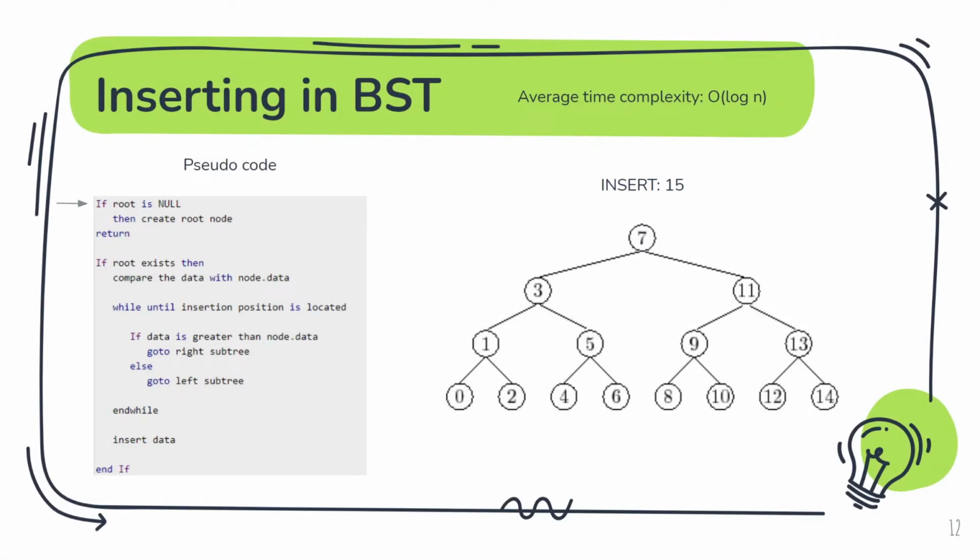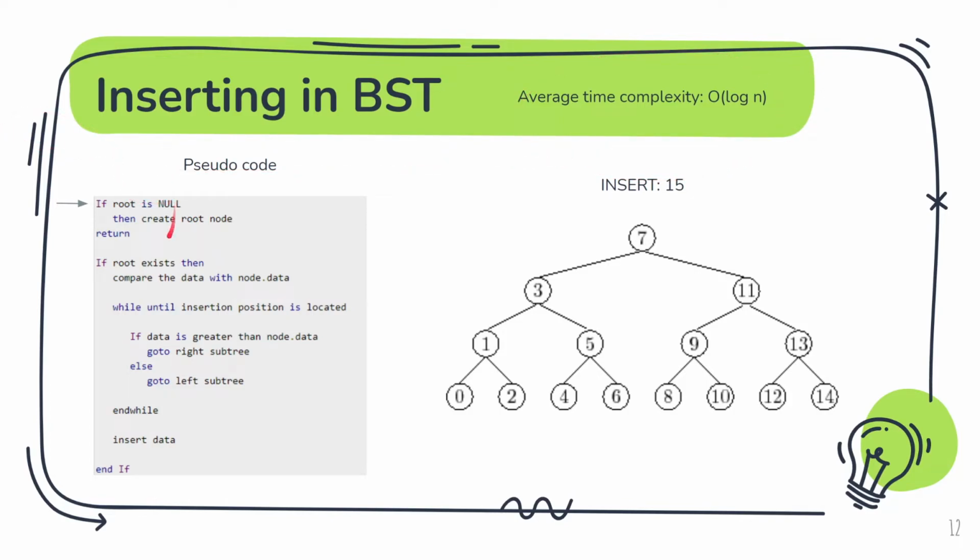So for insertion, I have an example here where we're inserting the node of 15 inside the same binary search tree that we saw earlier. Evidently, inserting in a binary search tree is going to be similar to searching in a binary search tree, just with a few tweaks. As we can see here, this is going to run at a time complexity of O of log n as well.